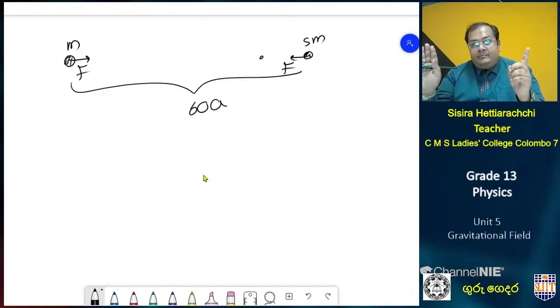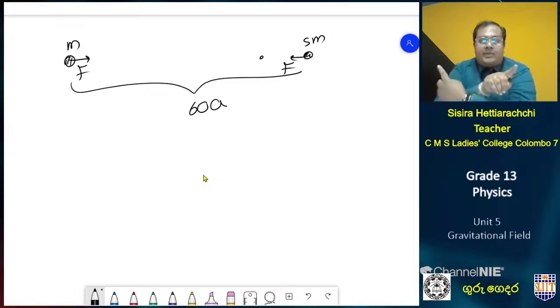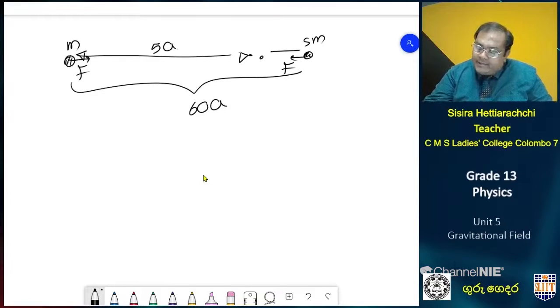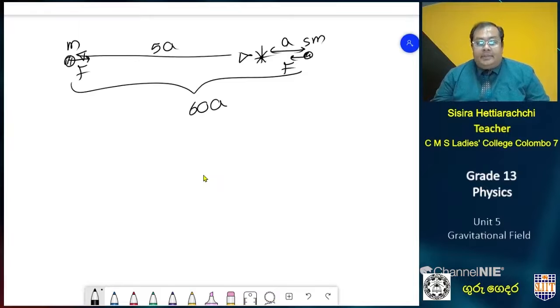The masses are m and 5m, a mass ratio of 1:5. Then the separation should be in the opposite ratio, 5:1. Then this distance will be 5a, and this distance will be simply a. This is the point where they collide. This is the first method.